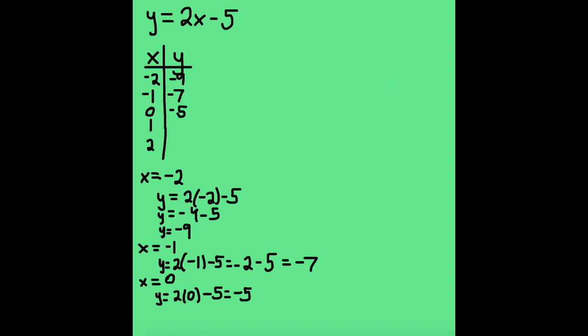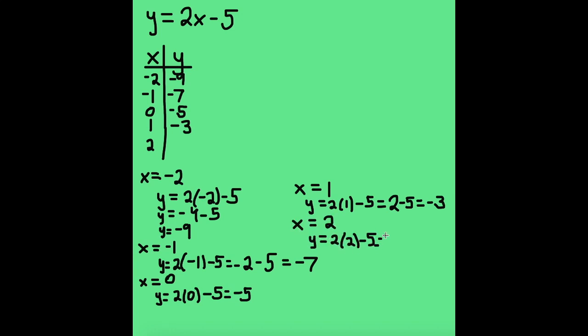Let's look at x equals 1. When x equals 1, we have 2 times 1 minus 5, which equals 2 minus 5, which equals negative 3. When x equals 1, y equals negative 3. And let's look at x equals 2. When x equals 2, we have 2 times 2 minus 5, which equals 4 minus 5, which equals negative 1. When x equals 2, y equals negative 1. So let's plot this on a coordinate plane.